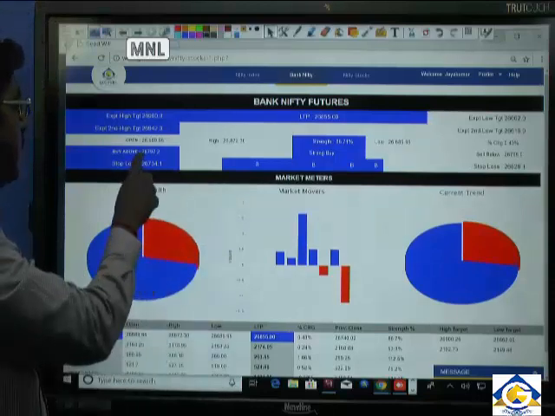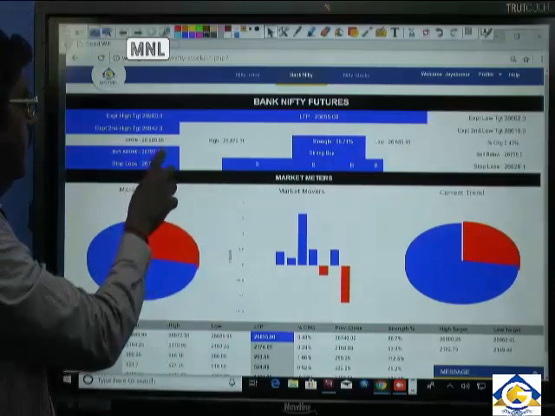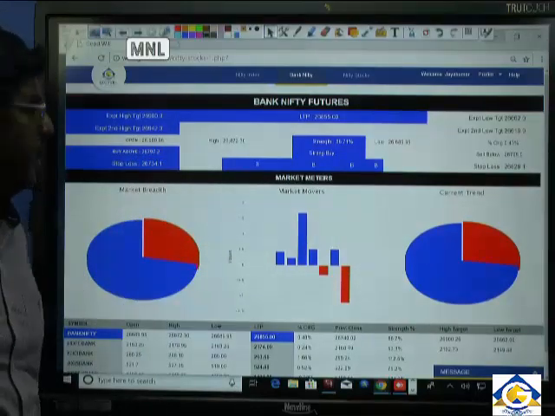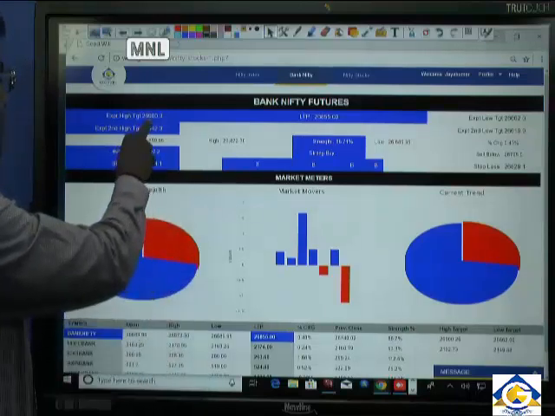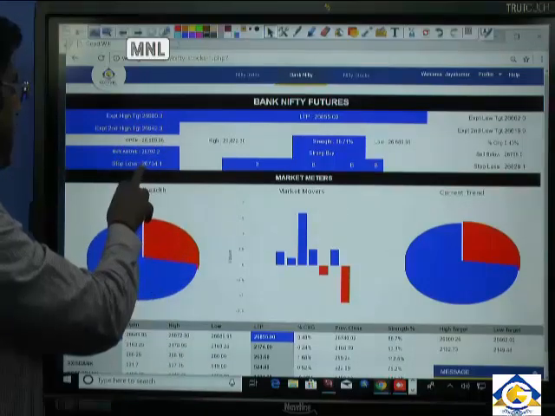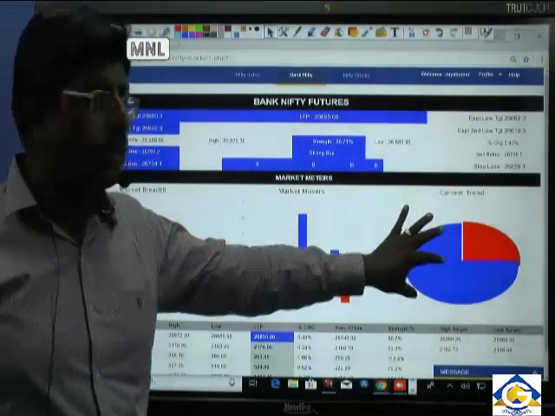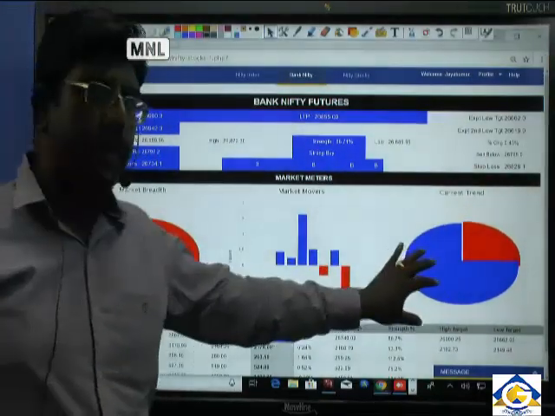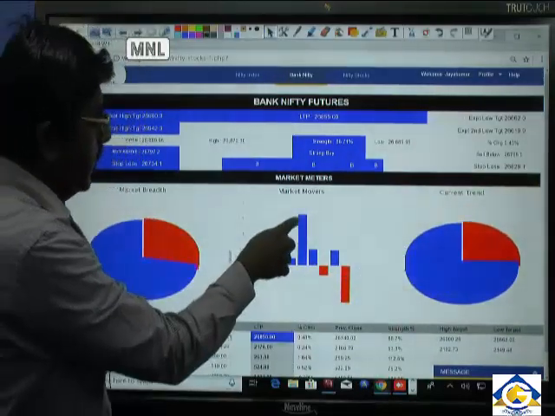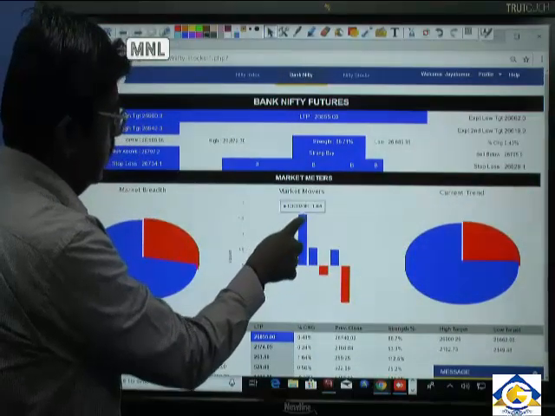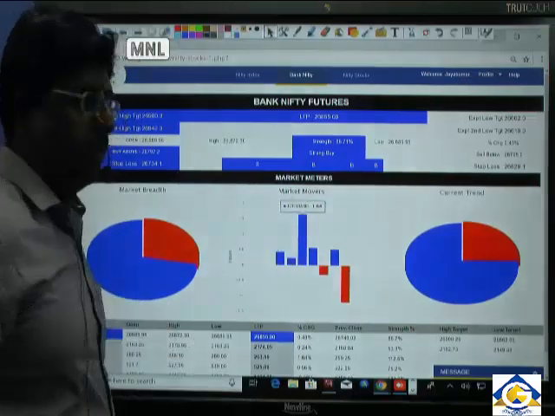So if you see this above 26,797 it is buy, and the expected target is 26,900 and the stop loss is 26,734. These charts are common for all pages, that is market breadth and current trend. This bar chart is for bank stocks.